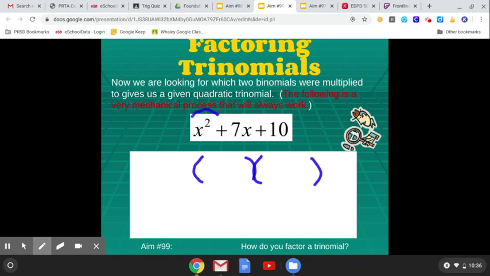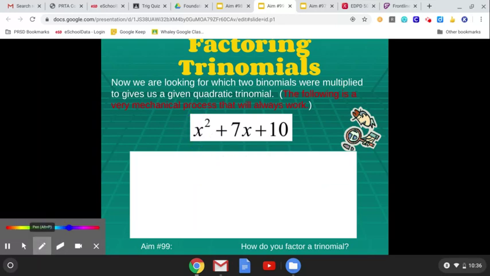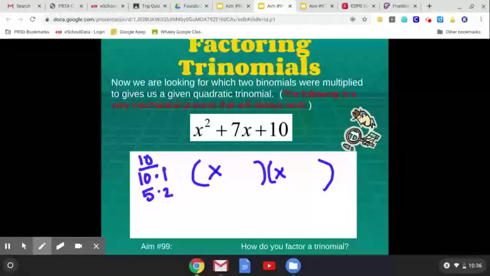Because our answer has an x squared at the beginning, these two things must be x and x, in order that when we go to distribute later, we will end up with an x squared. There's no other option for how these two things are going to start. The numbers I choose here have to multiply to be 10. There's a couple of different ways I can multiply to get 10: 10 times 1 or 5 times 2. Now, which choice should I use?